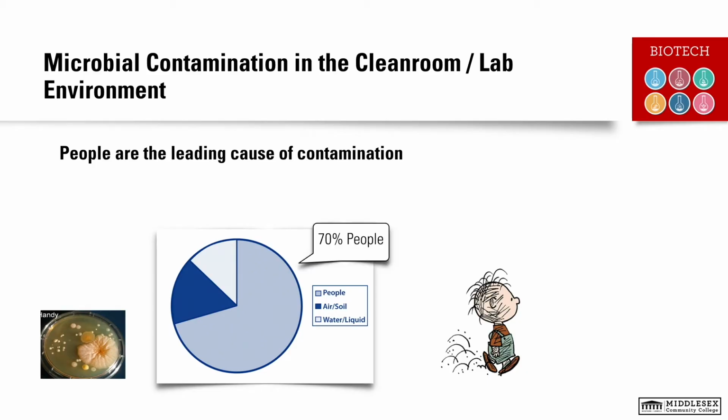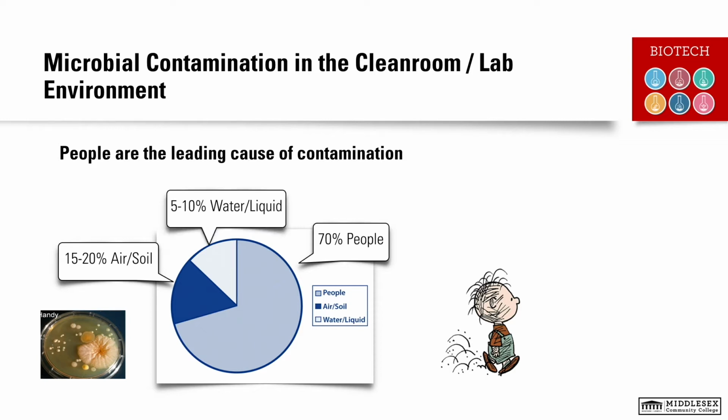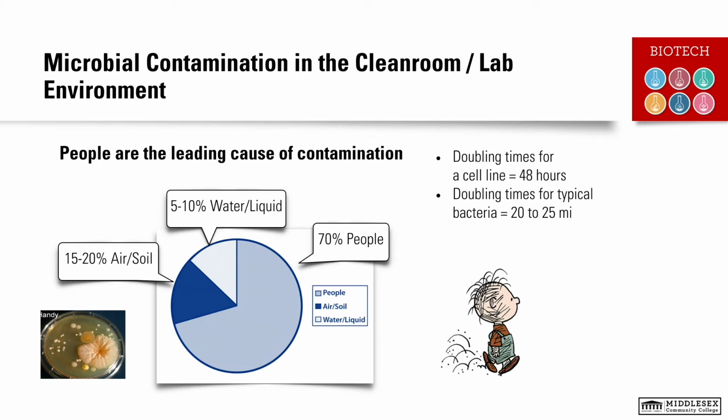It's important to note that people are the largest contaminant in the clean room environment. 70% of contamination comes from people, followed by 10 to 20% from air and soil, and then finally 10% from water and liquid. It's also important to note that the doubling time for a cell line is 48 hours. The doubling time for a typical bacteria is 20 to 25 minutes.